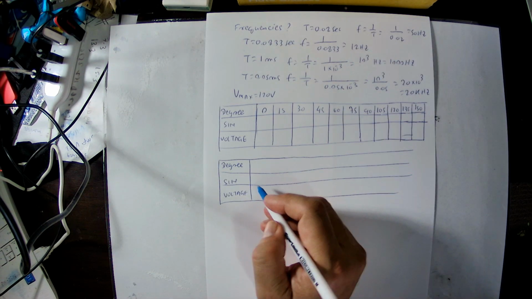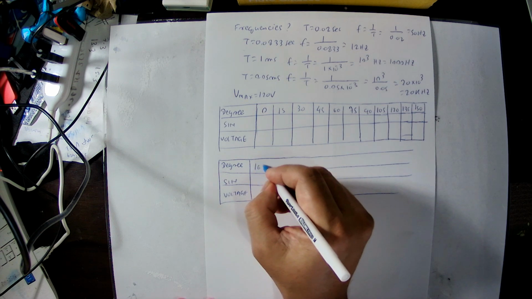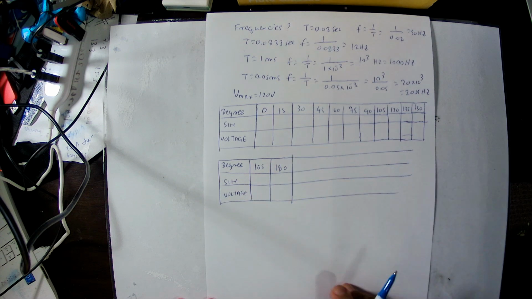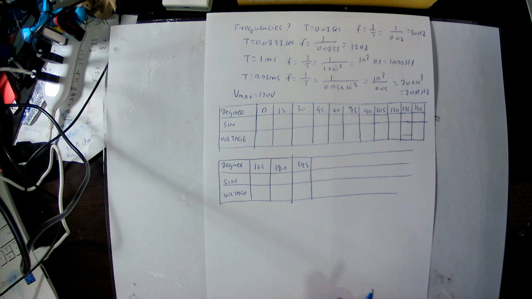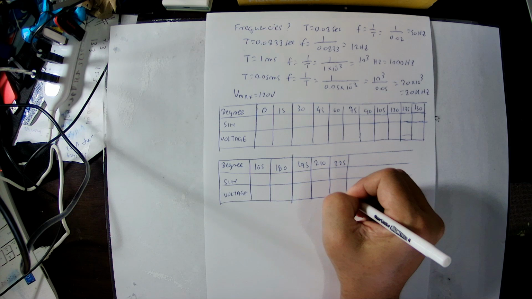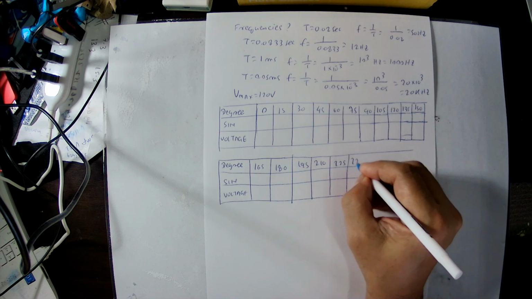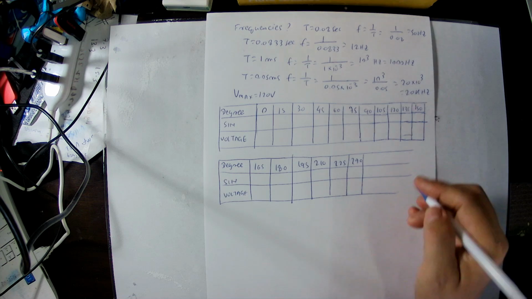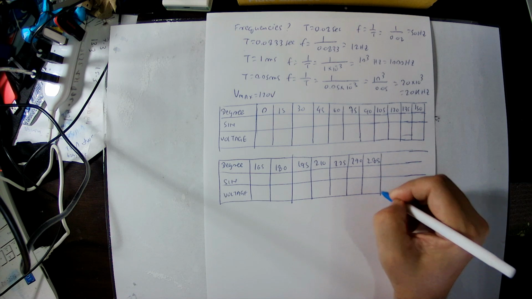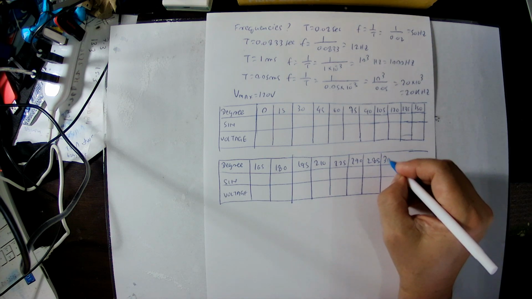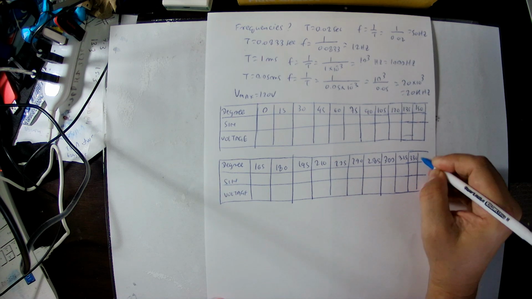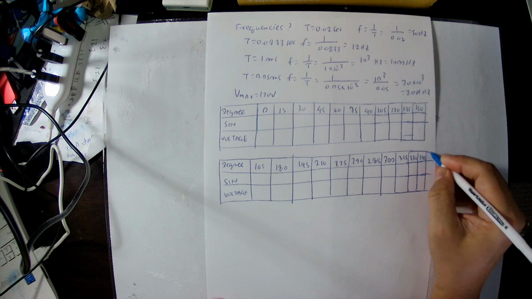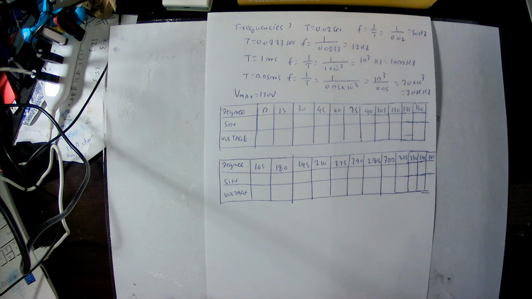So the degrees given are 165, 180, 195, 210, 225, 240, 255, 270, 285, 300, 315, 330, 345, and finally 360. So those are the degree values given.